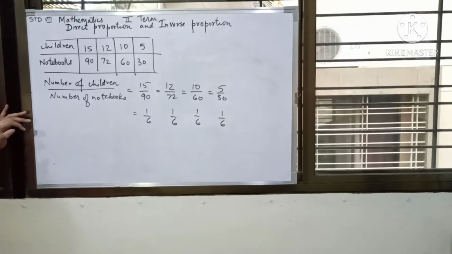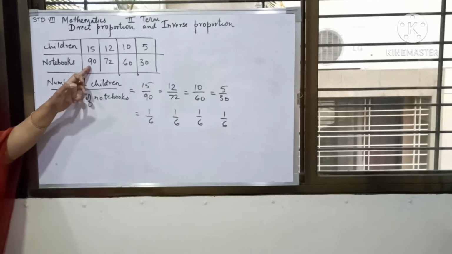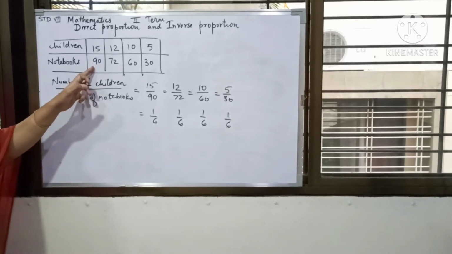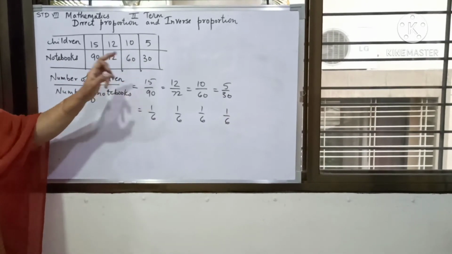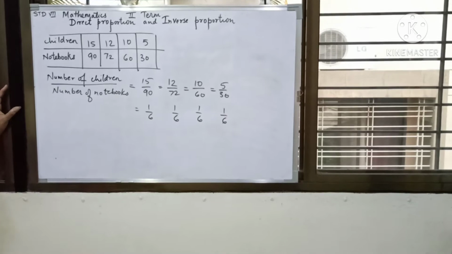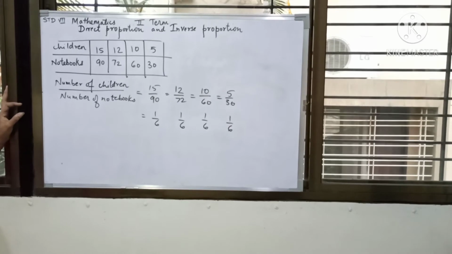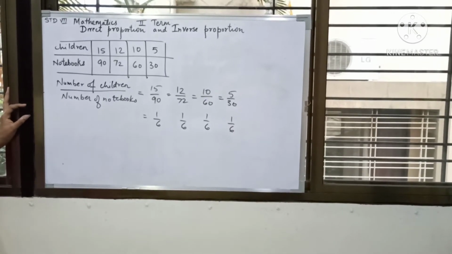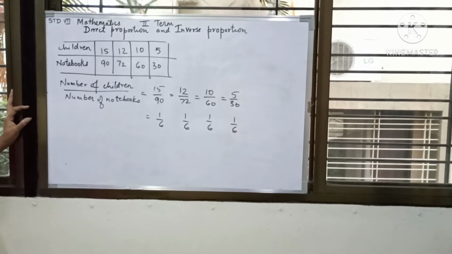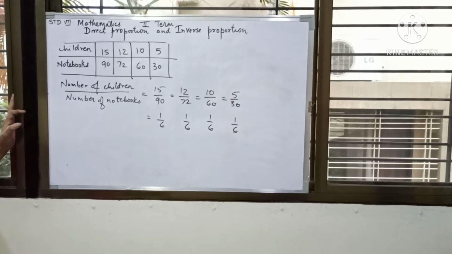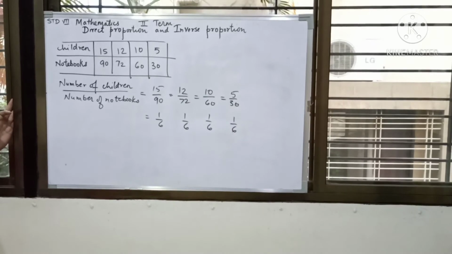So from this example, you observe that as the number of children increases, the notebooks also increase. Or in other way, if the number of children decreases, the number of notebooks also decreases. So such an example shows direct proportion. If one quantity increases, the other quantity also increases. Or the other way around, if one quantity decreases, the other quantity also decreases. This shows direct proportion. So let us move to the exercise.